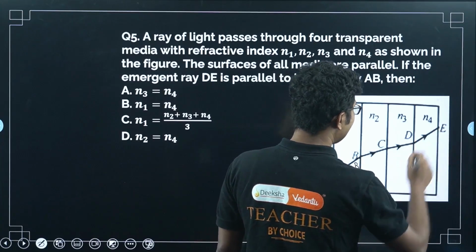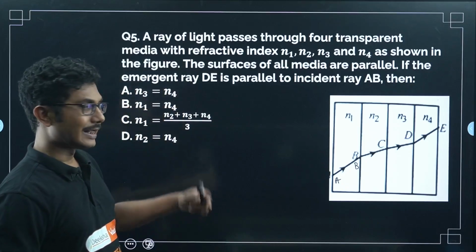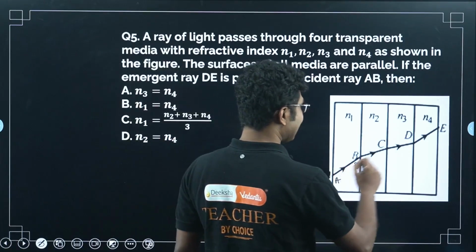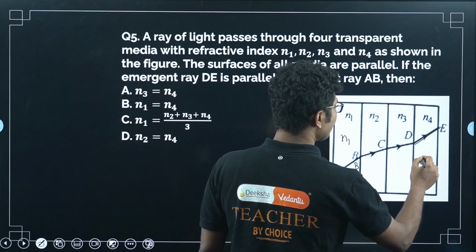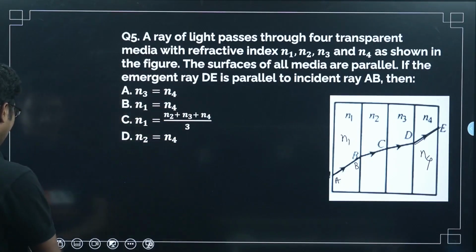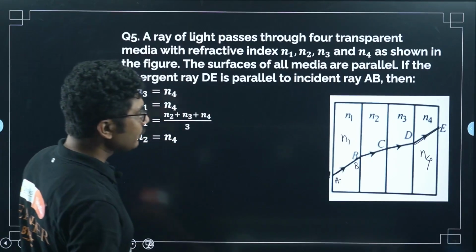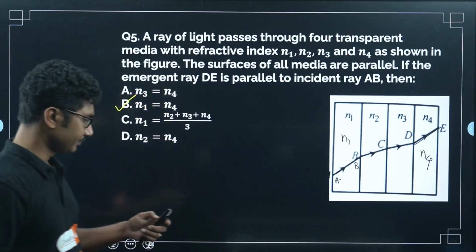Okay, and this is D. So if they are parallel, then which of the following is correct? As I said, if this ray is parallel to this ray, then obviously this refractive index should be equal to this refractive index. So from there we can write that N1 should be equal to N4, that is option B is correct.